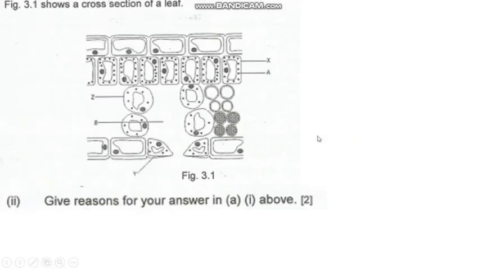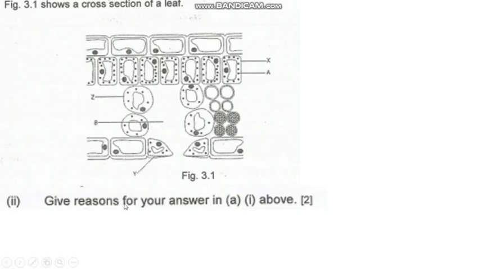We move on to our next question. So this is our next question, which is Roman numeral 2. The question reads, give reasons for your answer in A1 above. So they want us to give reasons why we started with the Y, Z, and the X. So when it comes to the production of glucose by photosynthesis, it entirely depends on the amount of chloroplast that is contained by the cell.